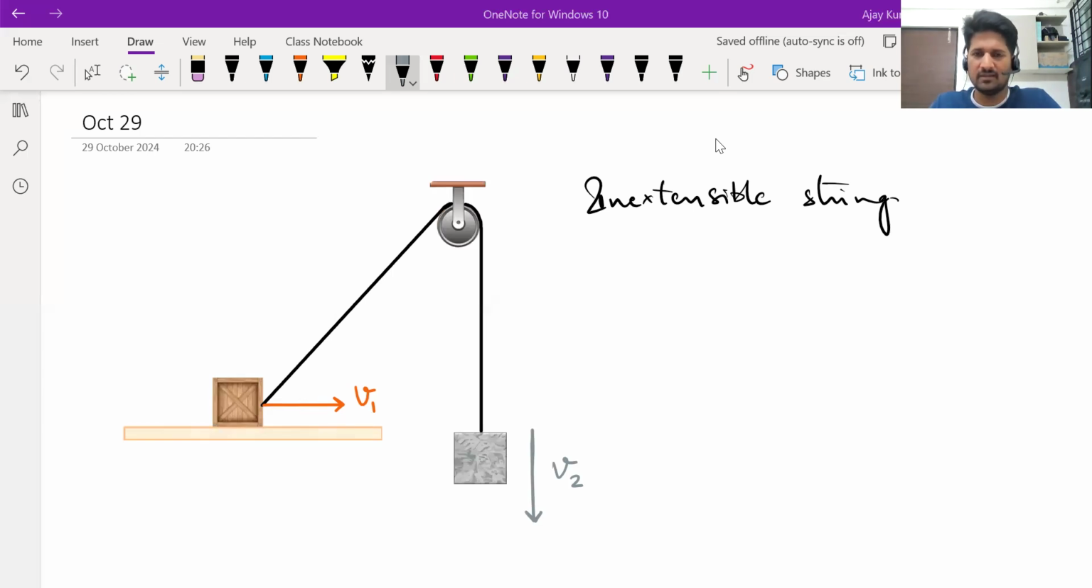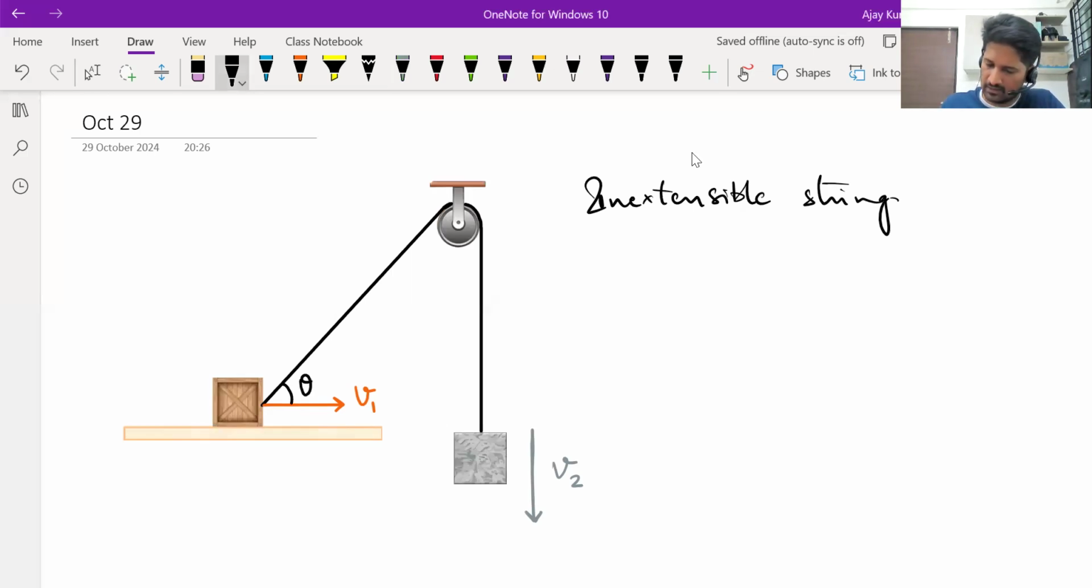Definitely there will be. If you hold that gray color block and don't allow it to move down, then that box also won't slide to the right side. So how fast the block slides depends on how fast the gray color block is falling down. So the speeds are related to each other. You have to derive the relation between them.